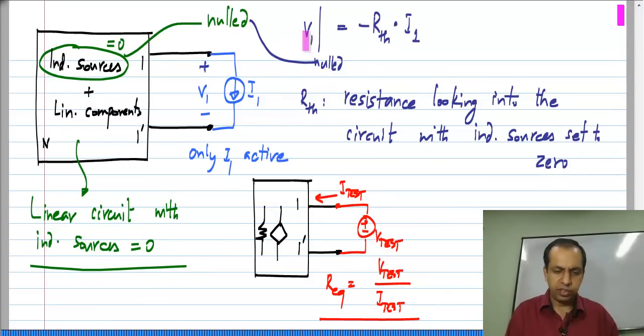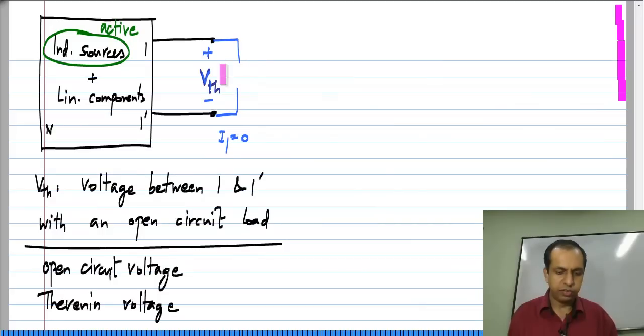So, we have this case where the independent sources in the circuit are nulled, and we have this case where I 1 is 0, meaning we are measuring the voltage with an open circuit. Okay. So, combining these two, what do we get?